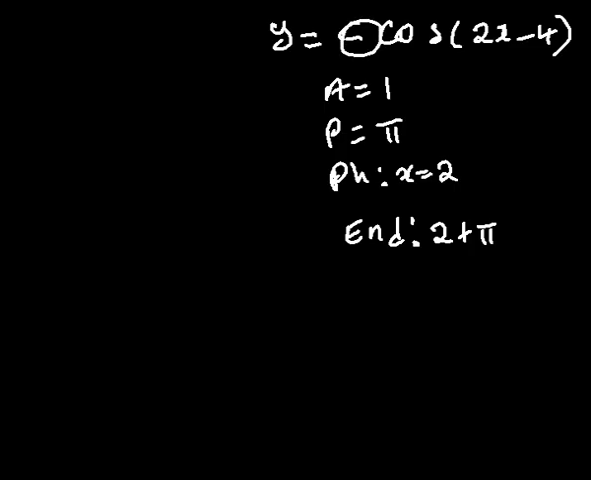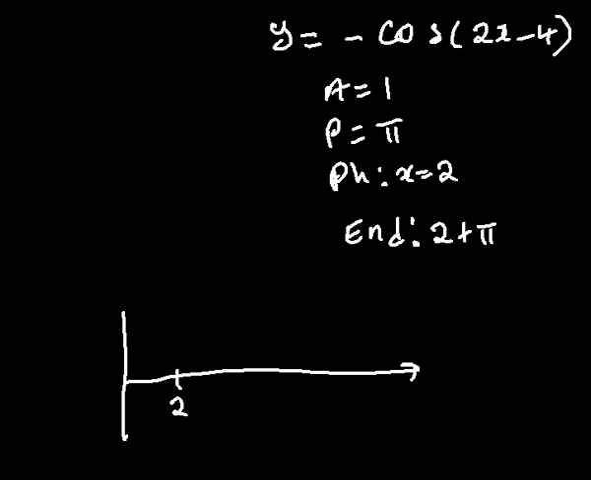Now, since this is negative, it means the graph will have to reflect. So how should we reflect the graph of a cosine function? The graph will start from x equal to 2, which is the phase shift, and the graph is ending at 2 plus pi.